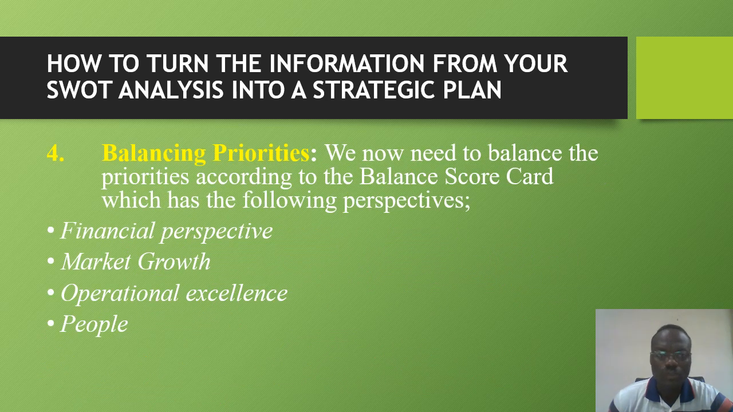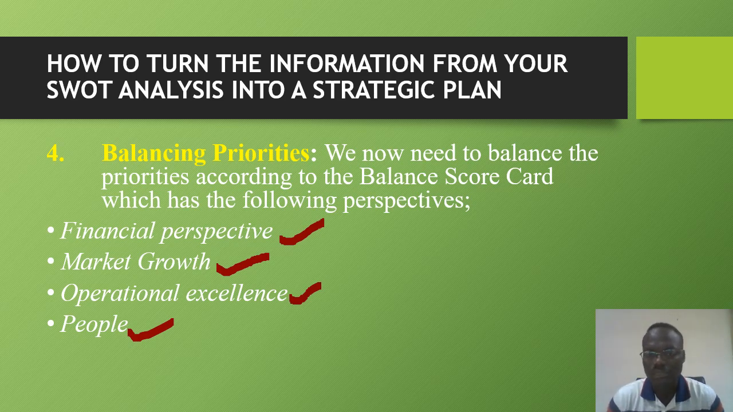That's it. Move on and come to the next point, balancing priorities. You have to balance your priorities now. So we now need to balance the priorities according to the balanced scorecard, which has the following perspectives. The balanced scorecard, or BSC, has financial perspectives, market growth, operational excellence, and then people. Every BSC should have these elements. This is a standard thing that is used and practiced in business. So you just have to ensure that these things are working together.